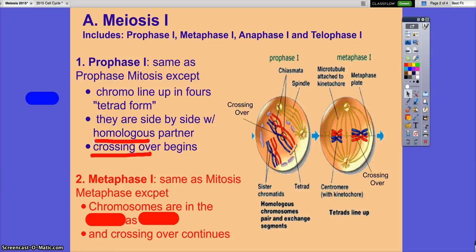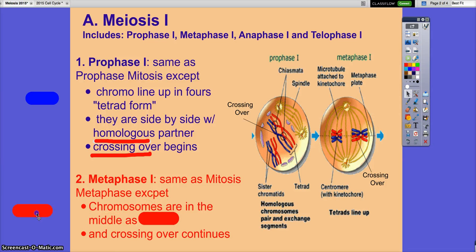Good. The spindle attaches to the centromere. Why is the spindle attaching to the centromere? So it can align everything right. So it can align everything in the center and do what? Next. Pull it. Okay, that's what it's doing. Now, when the chromosomes line up in the middle, how are they lining up?